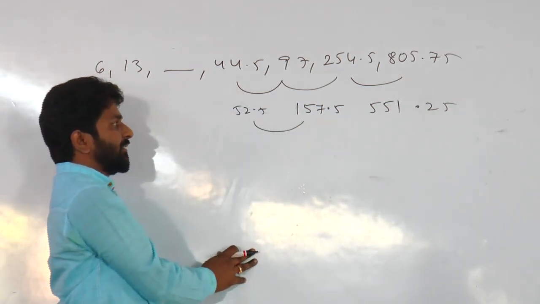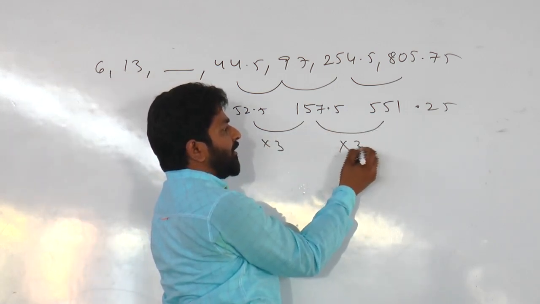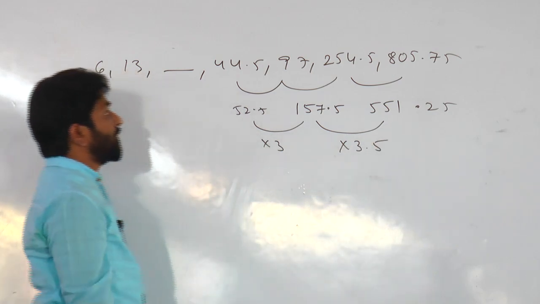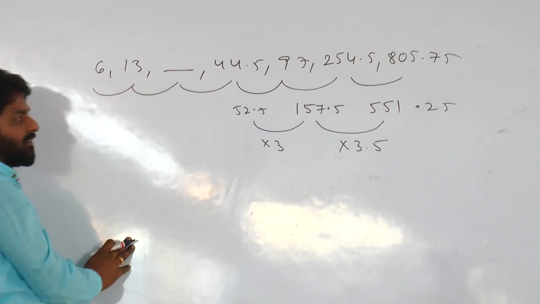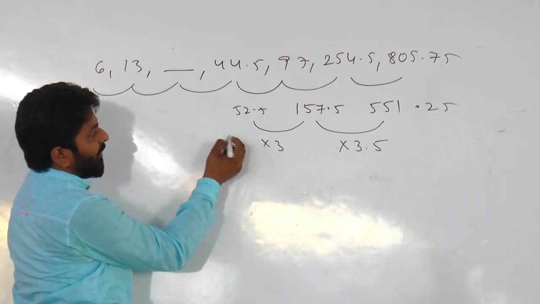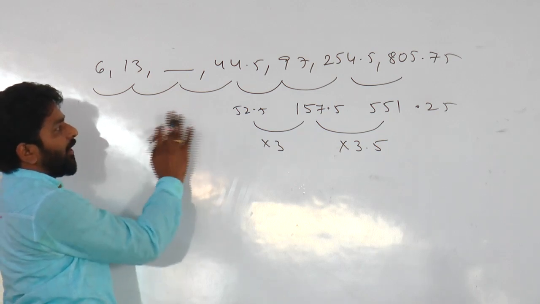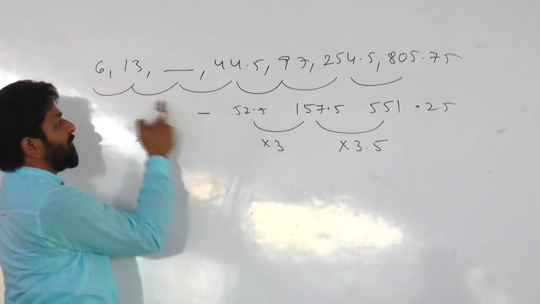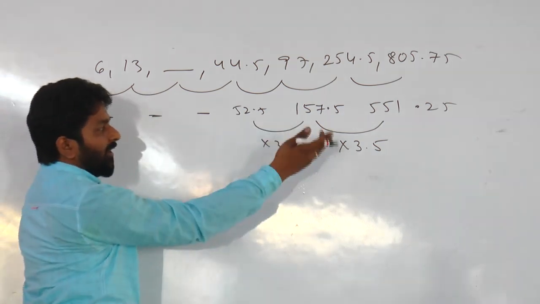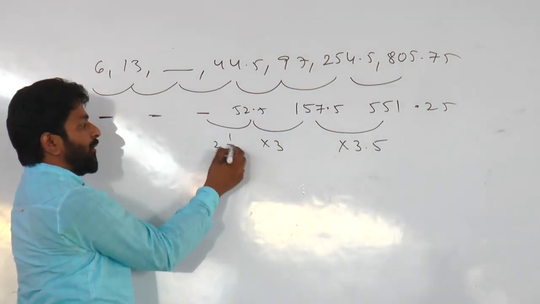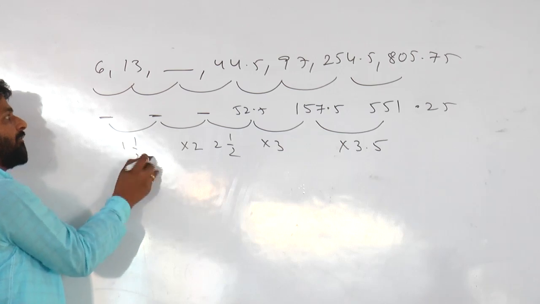What is this? 3 times. What is this? Into 3 and a half. You need to take difference here, difference here, difference here. So between here you'll get some number. Wait a minute. Here you'll get some number. Here you'll get another number, and here you'll get another number. If that is 3 and a half, this would be 2 and a half times, and here it would be 2 times, and here 1 and a half times.